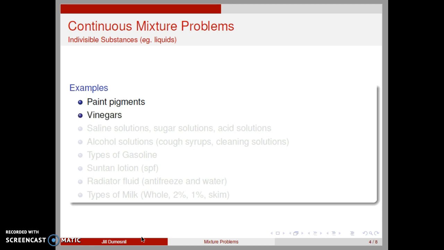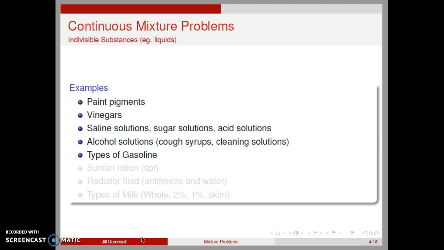Different vinegars contain differing percentages of acid. Distilled white vinegar purchased at a supermarket generally has a 5% acidity level, while a high-quality culinary vinegar may have a 12% acidity level. Similarly, acid solutions used in laboratories are often mixed to produce a desired concentration level. Saline solutions and sugar solutions are similar. Alcohol solutions of different concentrations may be mixed to produce a needed concentration.